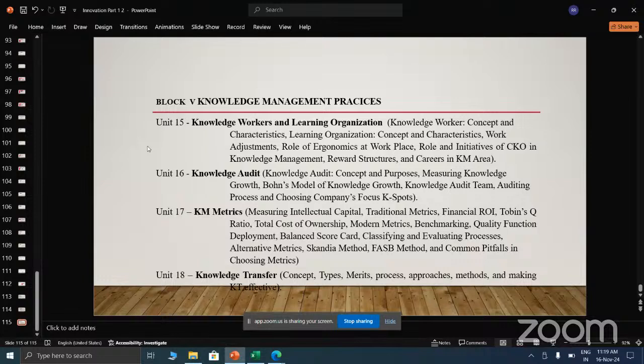And under Unit 16, we will discuss knowledge audit, its concept, how to measure knowledge, and how to measure knowledge growth. We will discuss Bohn's model of knowledge. We will also discuss the knowledge auditing process, including choosing the company's focus.